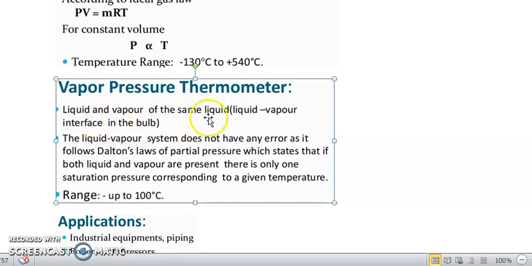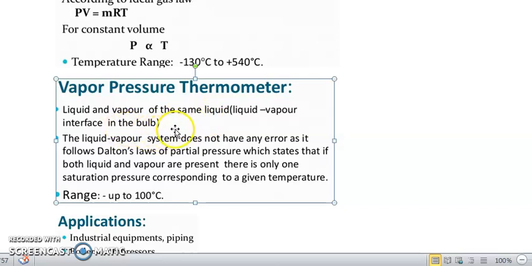Liquid and vapor of the same liquid. As in industry, hot metals are there, slurries are there, hot chemical liquids are there. So above the level of hot metal or hot chemical liquid, above the upper layer, there is vapor of the same liquid present. In a pressure thermometer, with liquid and vapor of the same liquid, there is an interface in the bulb.